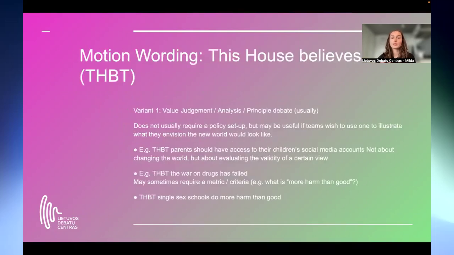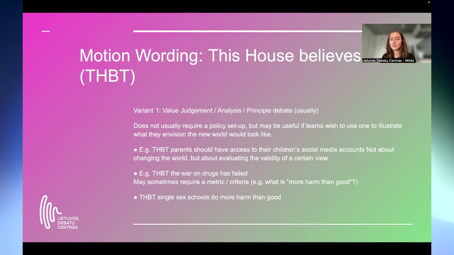The first type is "this house believes that." By the way, most motion phrasings begin with "this house," as we talked about earlier, and then whatever words follow mean different things. So this one is "believes that." There's a couple of variants here. Number one is a principle debate. Here we usually don't need a policy setup or a model, but of course it may be useful to illustrate with policies what this would look like.